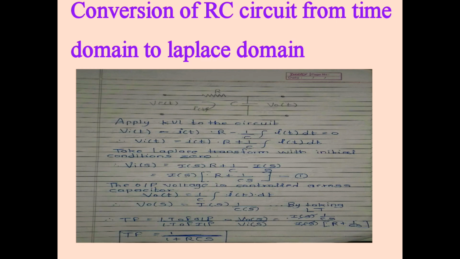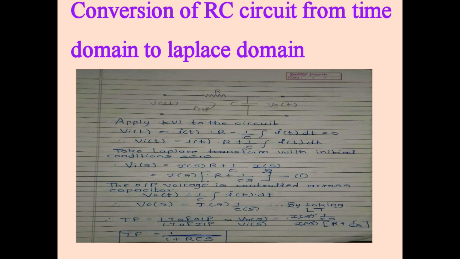The output voltage is taken across the capacitor. So for taking output, we need to make the calculation only across the capacitor. So it will become Vo of t is equal to 1 upon C integration i(t) dt. Vo of s, that is in its Laplace domain form, will become I of s into 1 upon Cs.